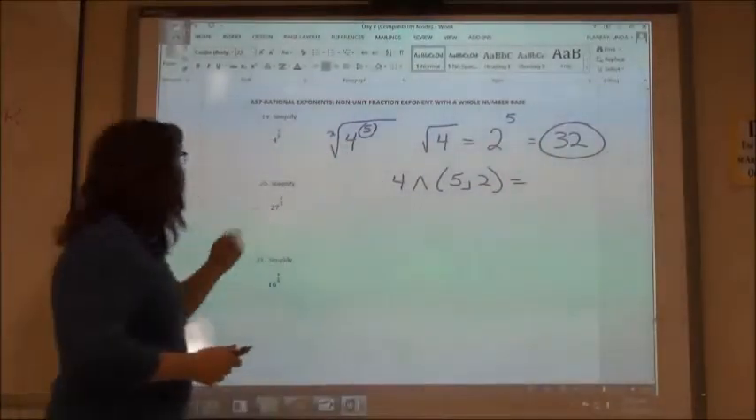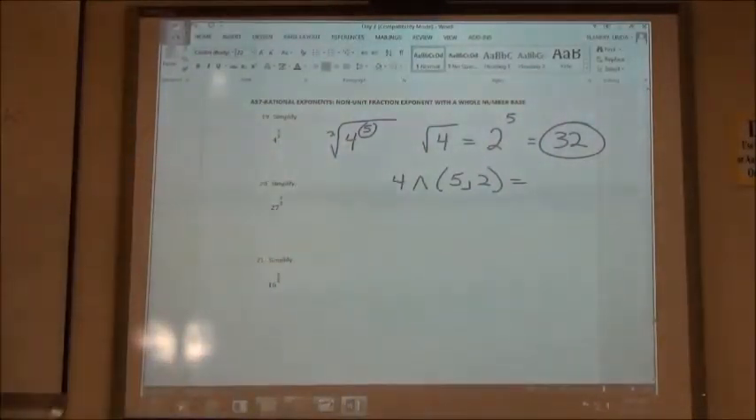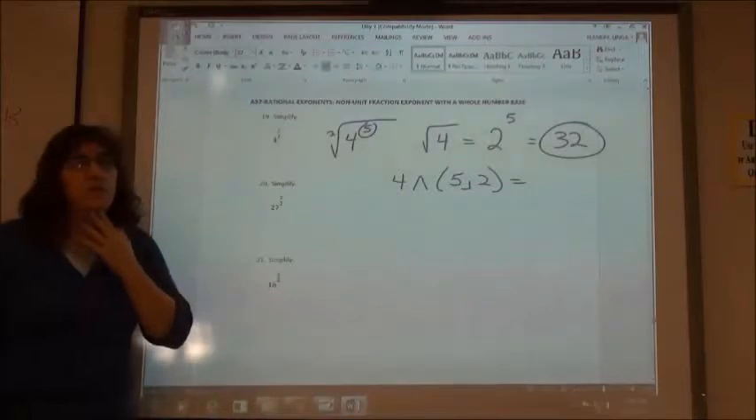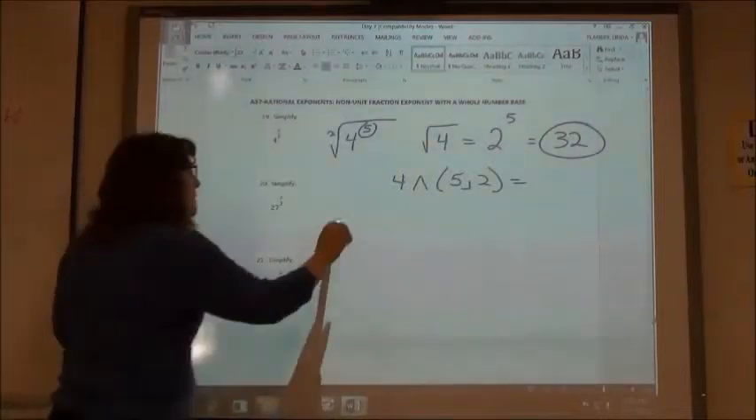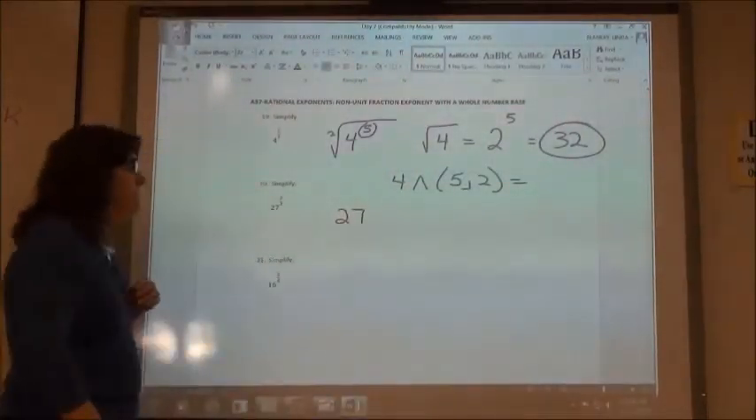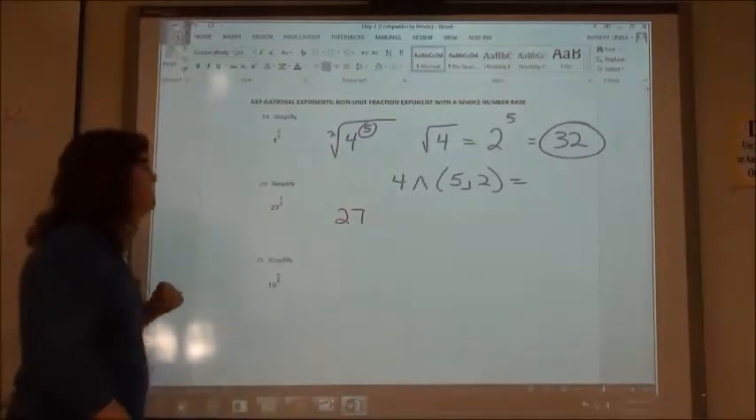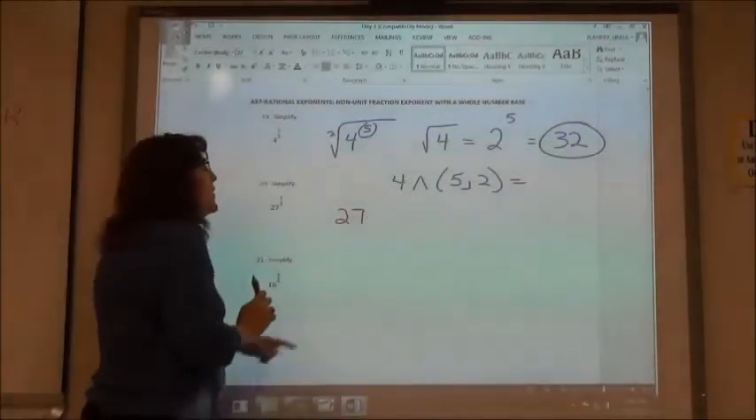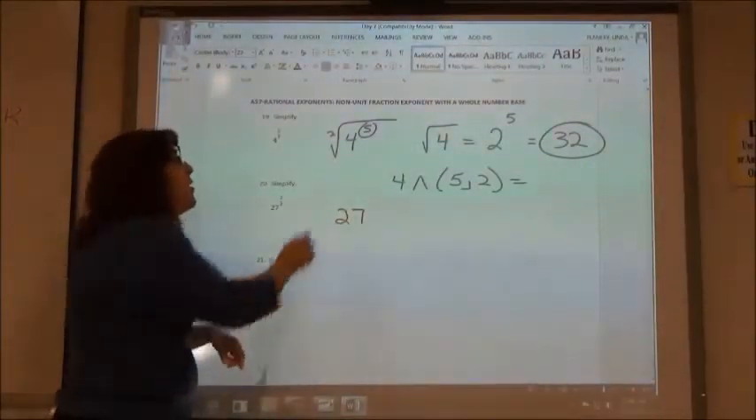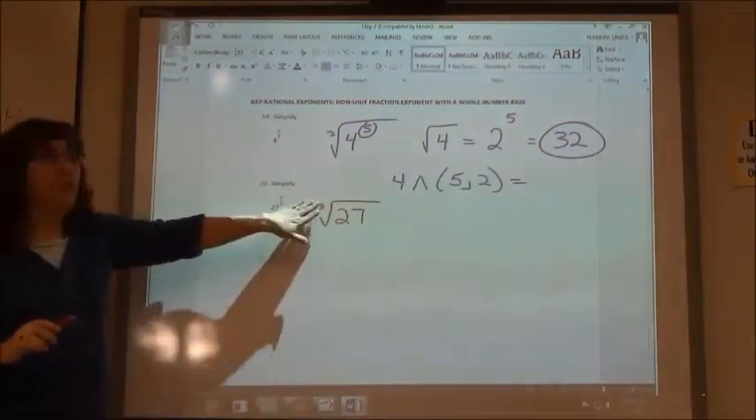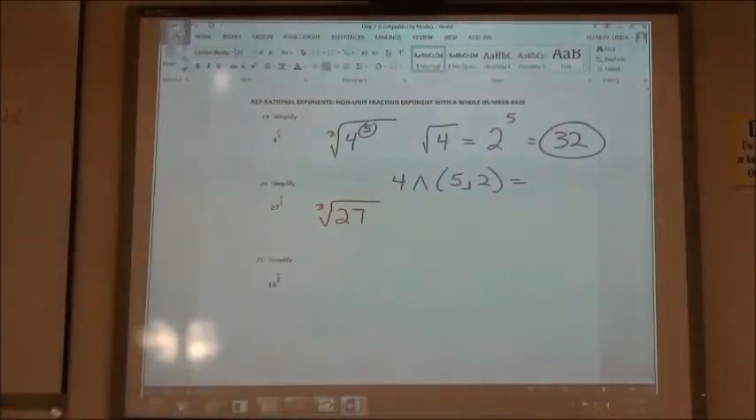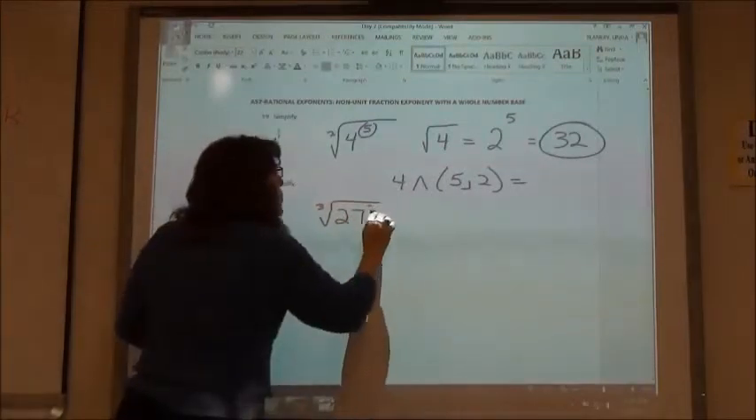So, number 20, rewriting that as a radical expression. How would I rewrite it as a radical expression? 27 to the power 3 or something? Where's the 3 go? It goes in the index. It's called the cubed root then. Cubed root of 27 to the 2nd power, right?